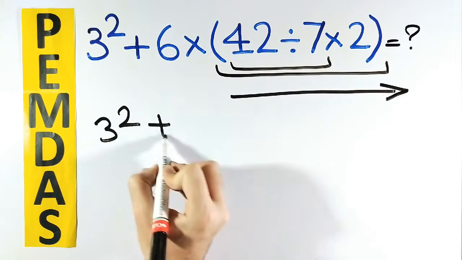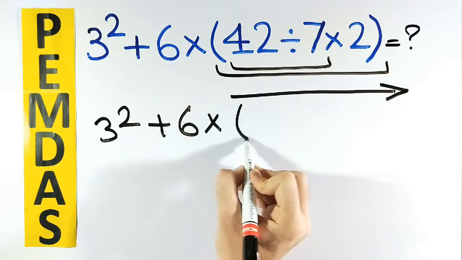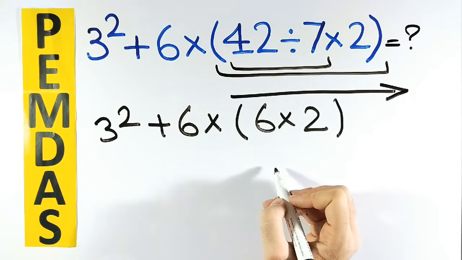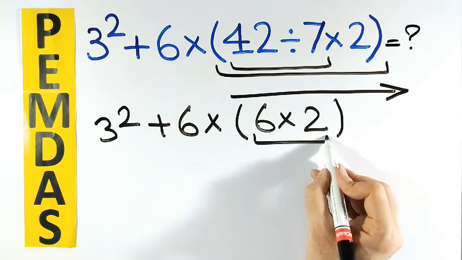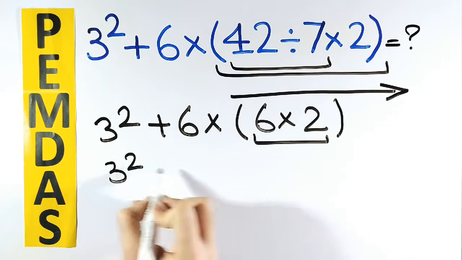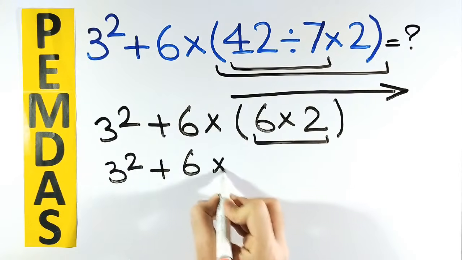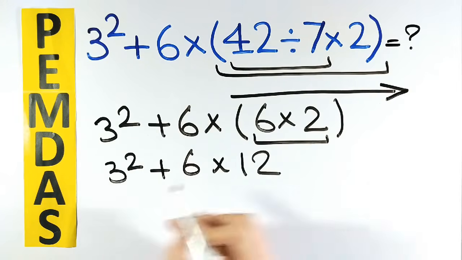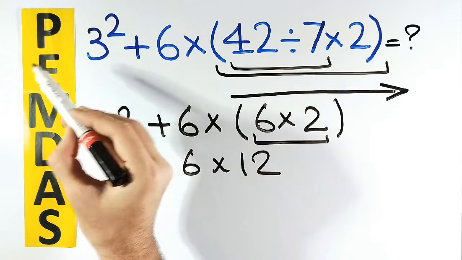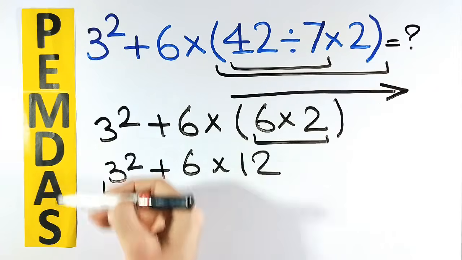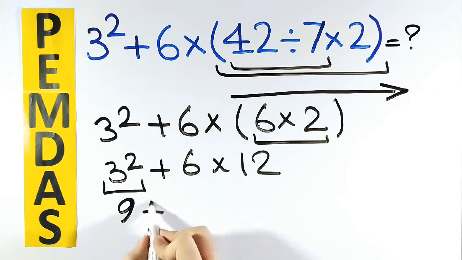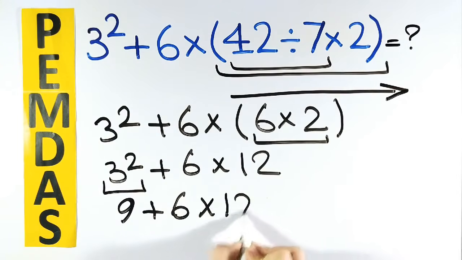squared plus 6 multiplied by (6 times 2). In the next step, we go for the multiplication between 6 and 2 and write this expression as 3 squared plus 6 multiplied by 12. Then we go for the exponent because in the PEMDAS rule, after parentheses, exponent has a higher priority than the other operation. So we rewrite this expression as 9 plus 6 multiplied by 12.